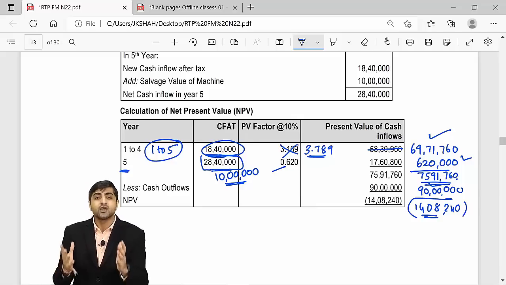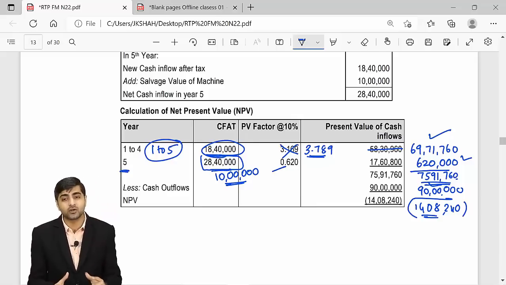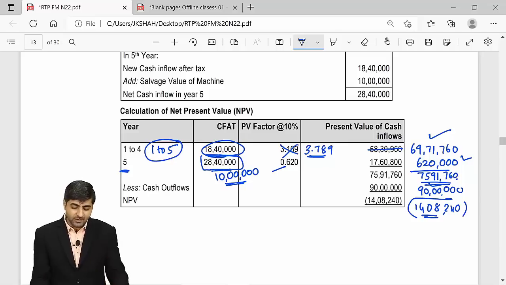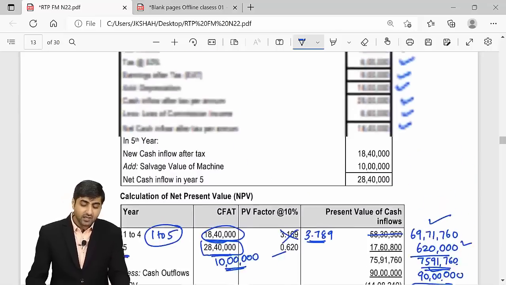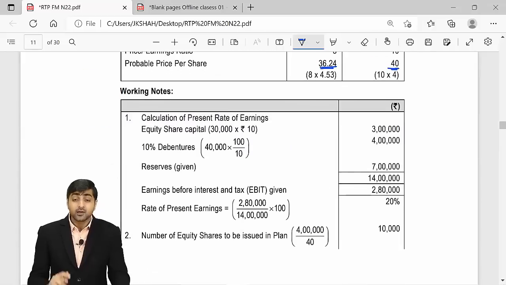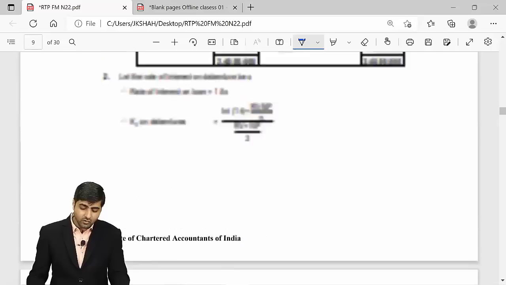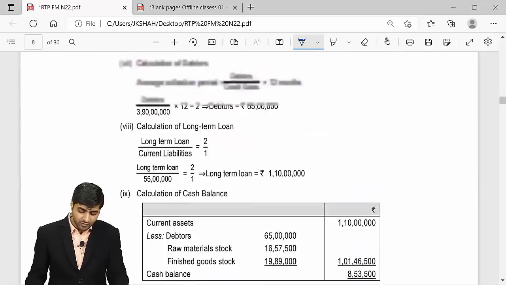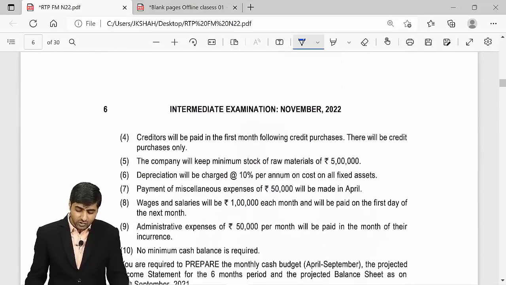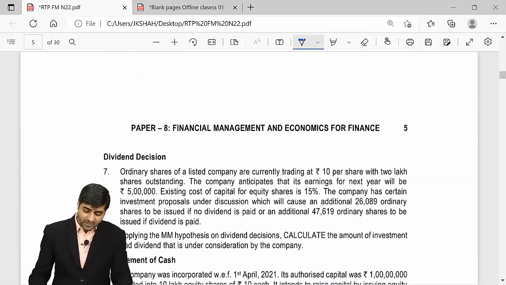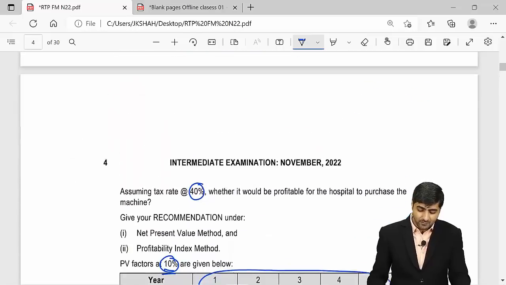So any which way which is comfortable for you, you can do it on that basis, but the conclusion remains the same: NPV is negative and your profitability index is also less than 1. So definitely we will not be selecting this particular project. I hope you have understood. With this, your investment decision question also gets completed.